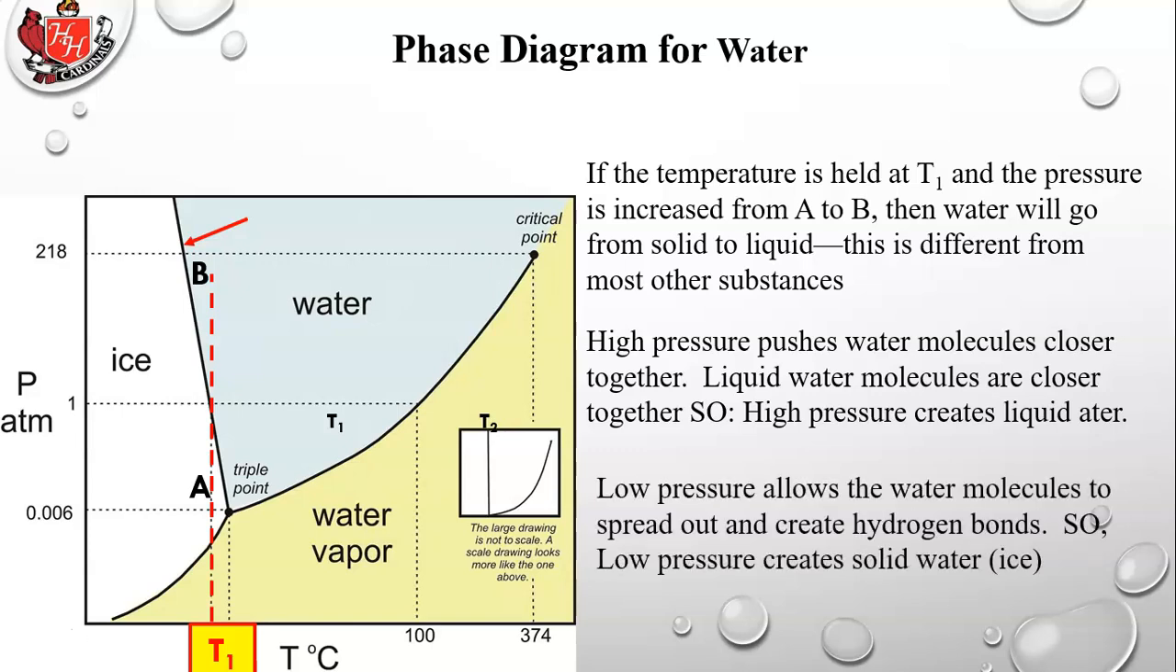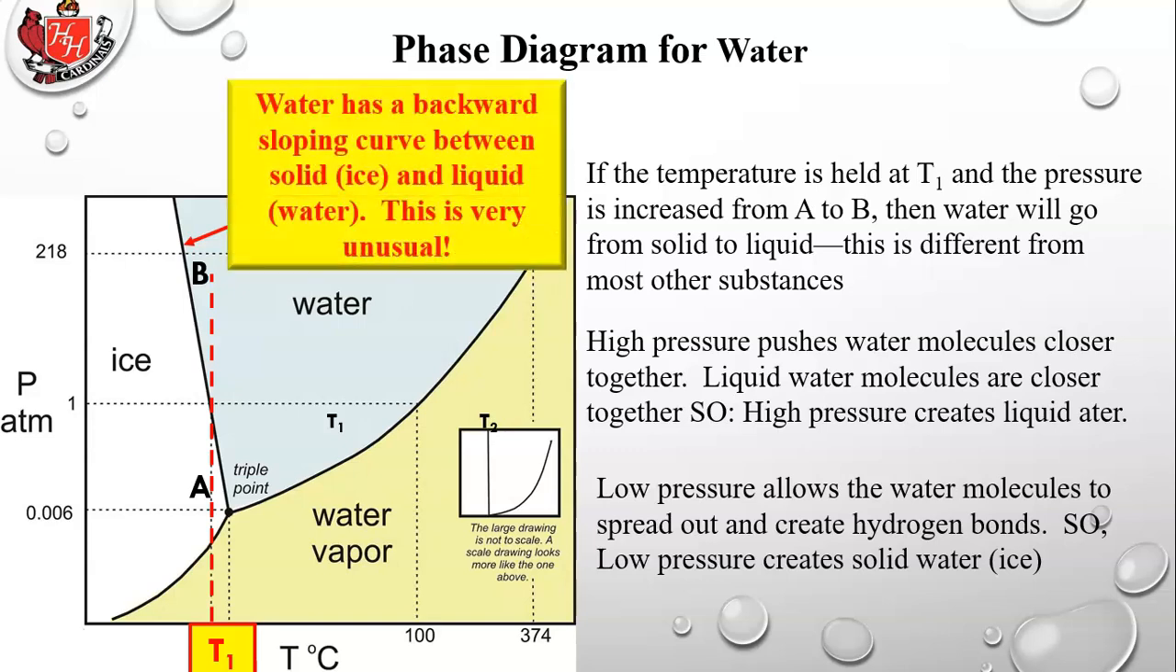Low pressure allows the molecules to spread out and create hydrogen bonds, create those nice hexagonal structures. So low pressure creates solid water ice. That's assuming that the temperature is the same in both cases. Water has a backward sloping curve between solid ice and liquid water. This is very unusual, so you should be able to explain that. That could be an AP level question.